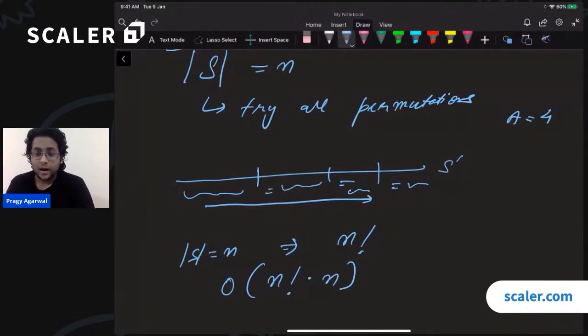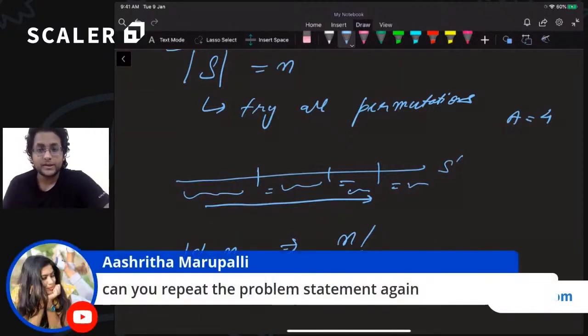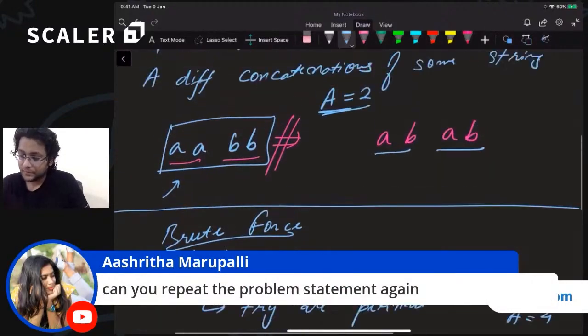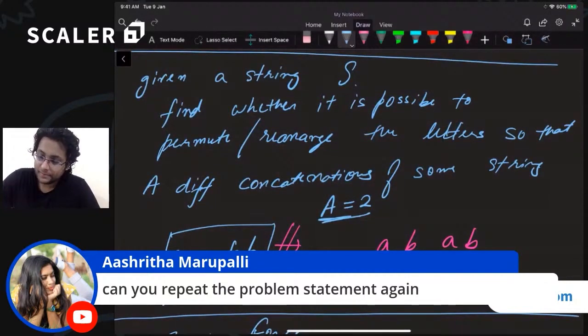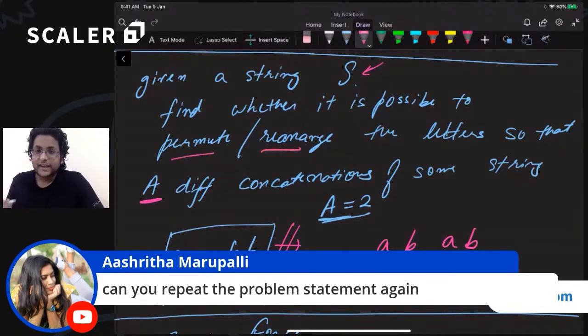we solved the question. Now, as most of you have already started pointing out, Ashrita is asking to repeat the question, so let me quickly repeat it once again. The question goes something like this: we have been given a string S, and we have also been given a number A. Now we have to check whether it is possible to permute or rearrange this original string such that it can be represented as different concatenations of the same string.